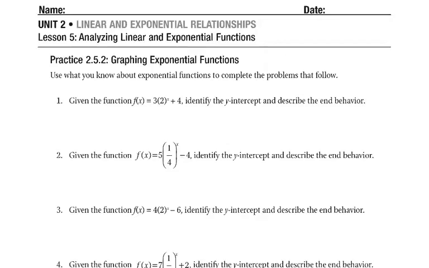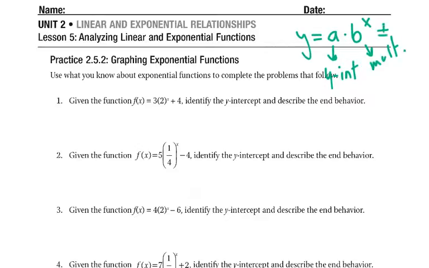Math 1, Practice 2.5.2, Graphing Exponential Functions. Okay, now a few things to talk about exponential. Typically the equation is a times b to the x. That a is your y-intercept, the b is what you're multiplying by, the growth.